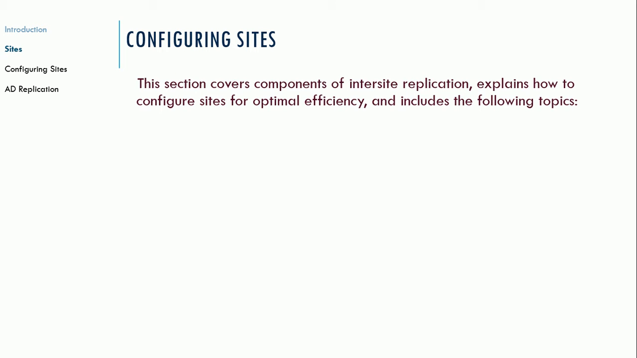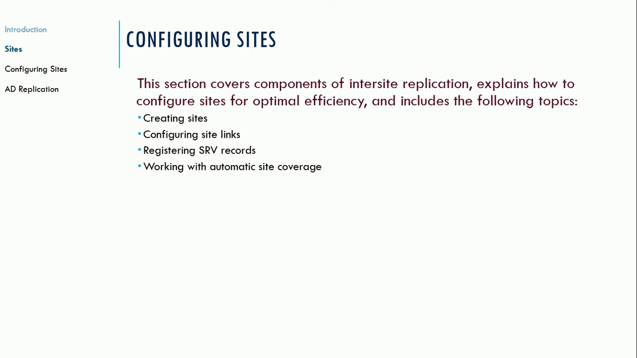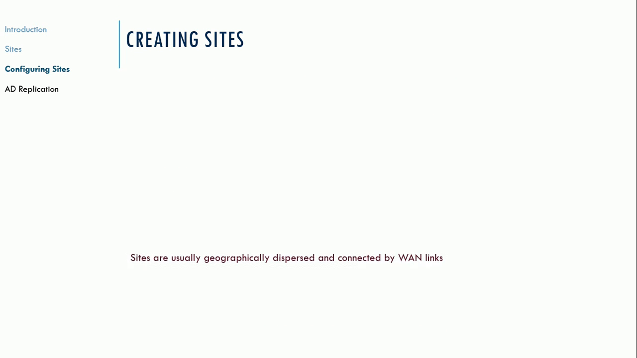So in the next couple slides, I'm going to talk about configuring sites. We'll talk about how to create sites, configuring the site links that I talked about, and registering the SRV records. I'll talk about what those are, and working with automatic site coverage, and then finally how to move domain controllers between sites. You might have to move a domain controller, so you have to make that domain controller aware that it's now in a new site. So let's start with creating sites.